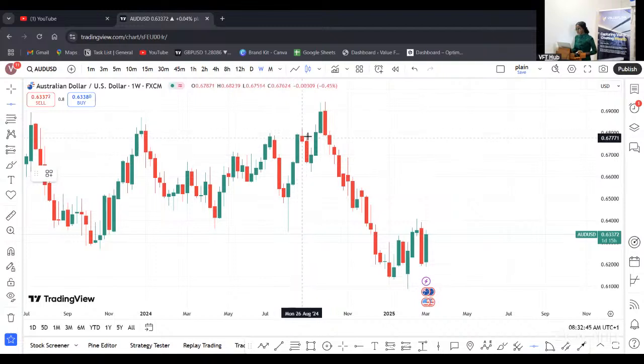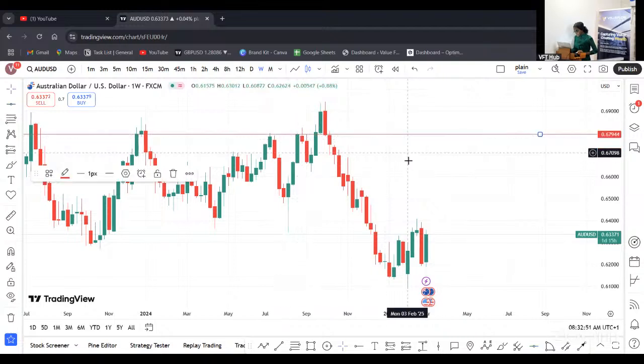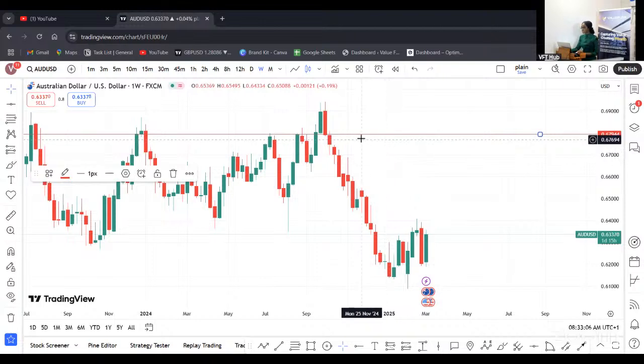There's a shoulder right here, sweep, break. All I want to see is price retracing into 0.67944 on the weekly time frame. And once price gets there, I'm willing to sell AUD USD. I'm willing to continue the sell on AUD USD.